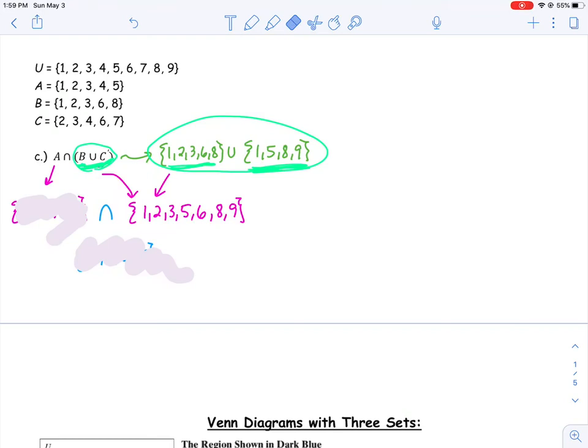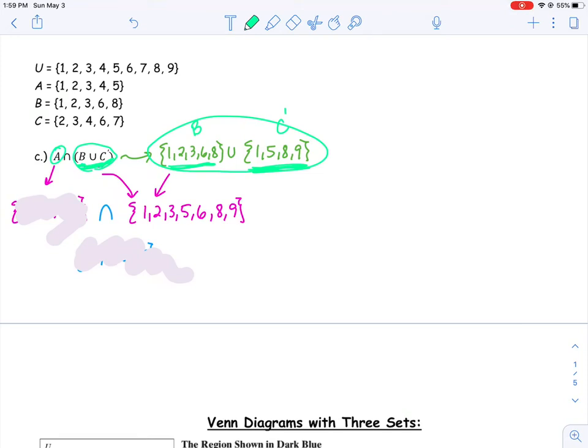So I actually did that step by step off to the side because there was so much going on inside there. Remember, this was all the elements that are in B. These were all the elements that are not in C. And then I took their union. That's where I got the pink: 1, 2, 3, 5, 6, 8, and 9.